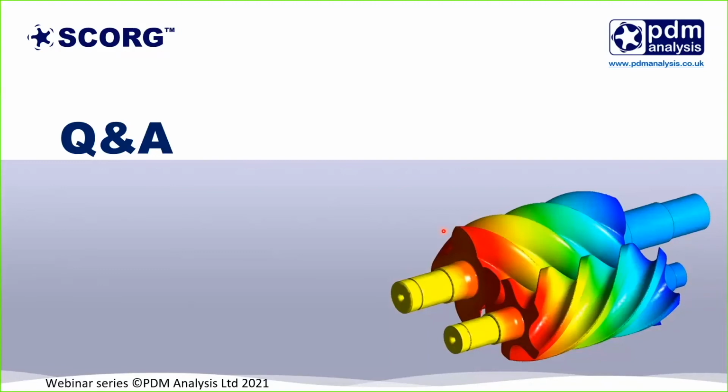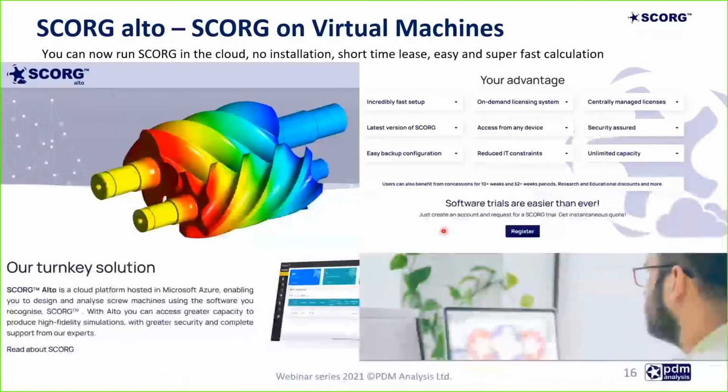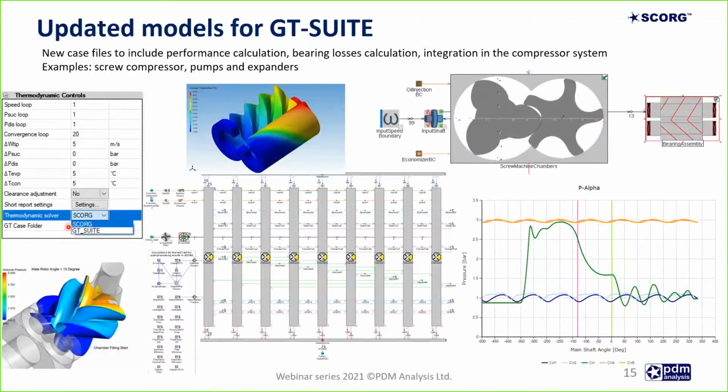But in principle, it can be calculated. It can be just copied and calculated on a different machine using basically the GT solver. So there are two options when you are using the GT solver. You can calculate directly from SCORG using the GT solver as basically a solver, or you can open the GT solver and calculate everything in there and present your results there.